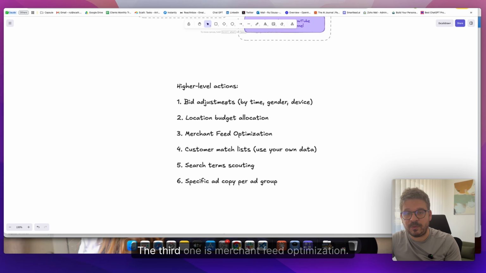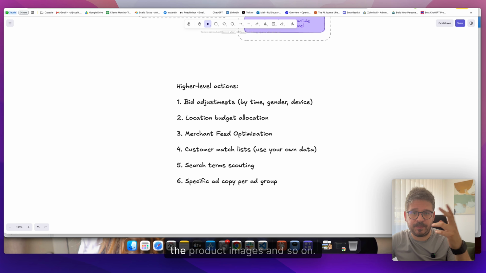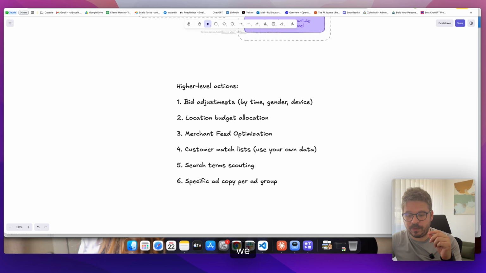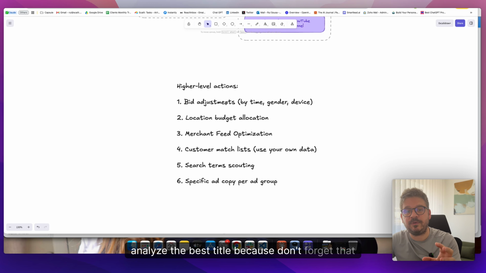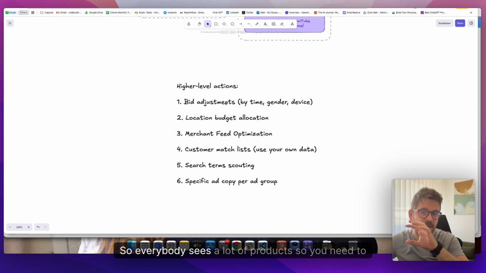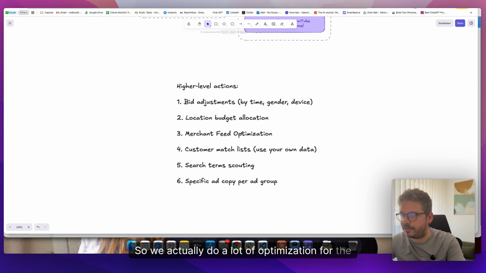The third one is merchant feed optimization. A lot of people don't do this, but basically you can actually optimize the feed for Google Shopping, so like the titles that appear, the product images and so on, and we do that on Merchant Center for all of our clients, okay? So we analyze the best title, because don't forget that on shopping, you'll be competing with others on the same line, so everybody sees a lot of products, so you need to have the best titles, the best descriptions, best tags and so on. So we actually do a lot of optimization for the feed.